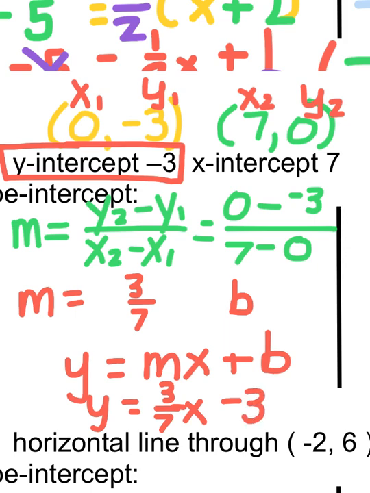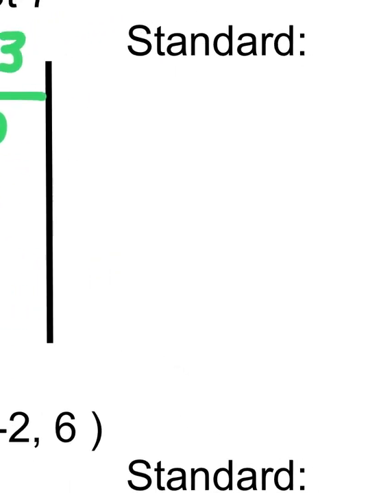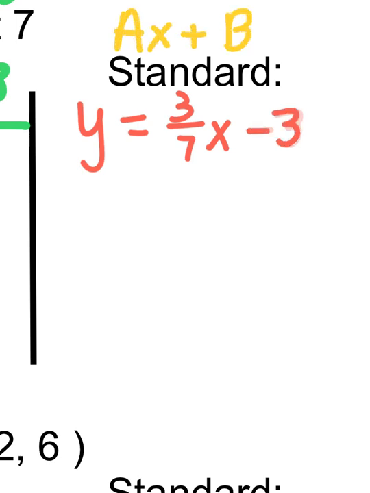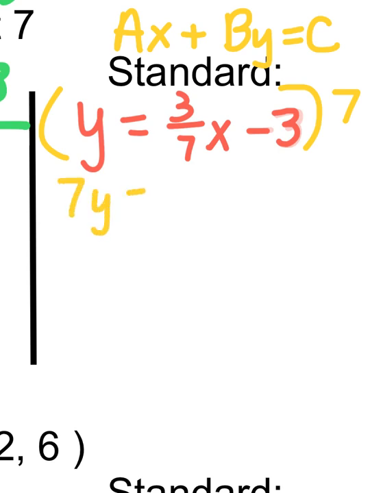Let's move on to standard form. We'll begin with our slope-intercept form. Y equals 3/7 x minus 3. And please keep in mind our goal. Our goal is standard form. So I'm going to rewrite standard form at the top. And first we look for fractions and decimals. This one has a fraction, and we will multiply each term by the least common denominator, which is 7. So we'll have 7y equals 3x minus 21.